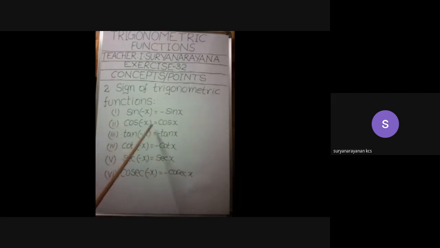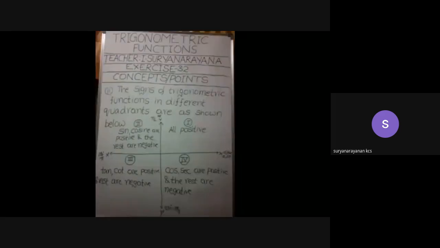Cos of minus x is equal to cos x. Tan of minus x is equal to minus tan x. Cot of minus x is equal to minus cot x. Secant of minus x is equal to secant x. Cosecant of minus x is equal to minus cosecant x. The negative angle is given, then the trigonometric ratios will be like this. Okay, my dear children. Understood? Right.